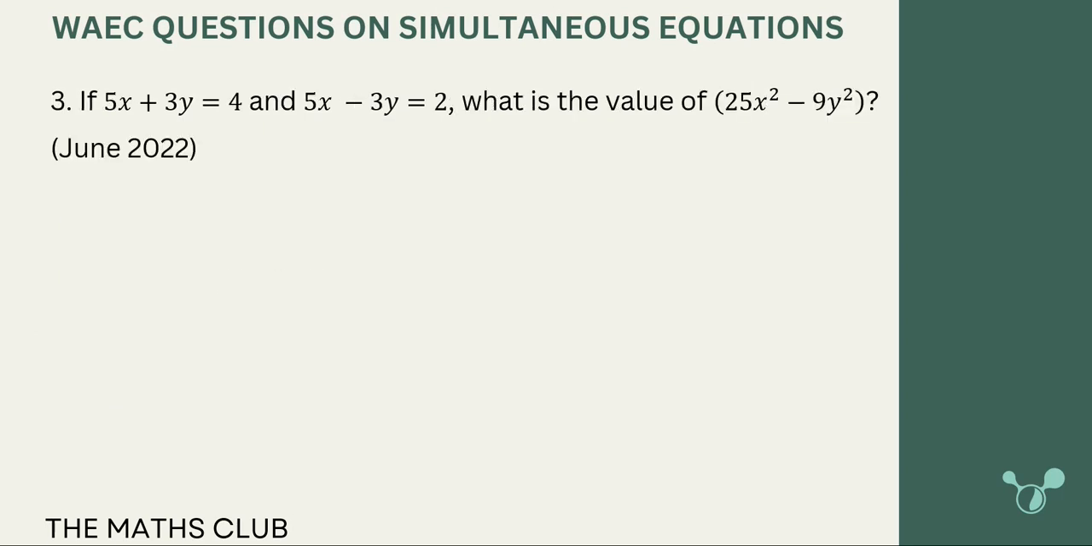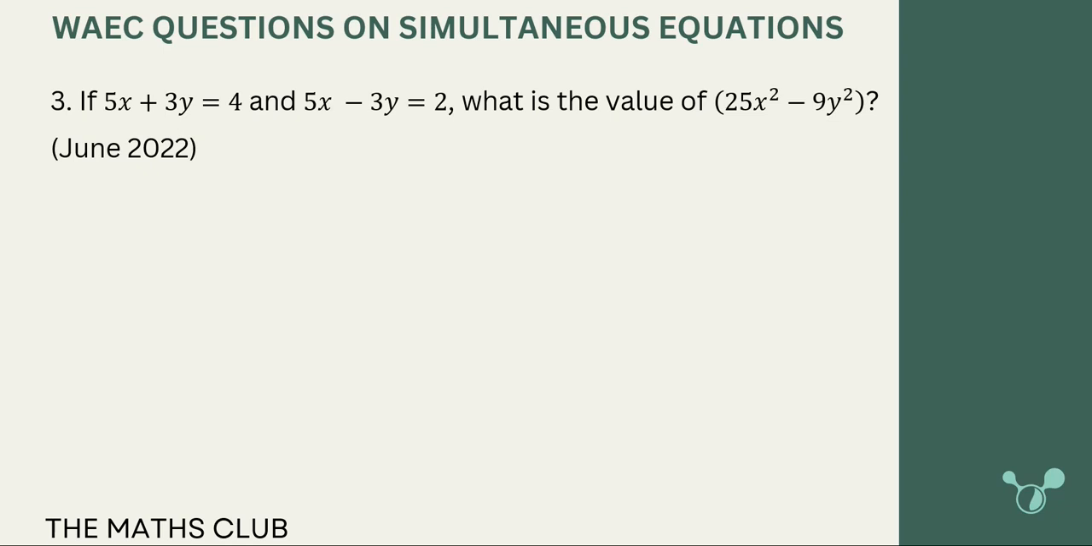Great. Question 3 says that if 5x plus 3y is equal to 4 and 5x minus 3y is equal to 2, what is the value of 25x squared minus 9y squared? This is taken from June 2022. I want you to pause the video and try it out yourself.